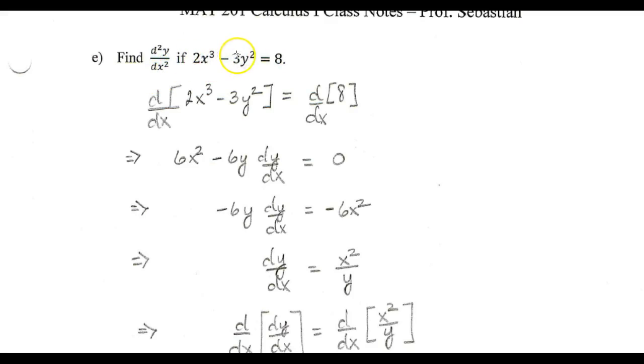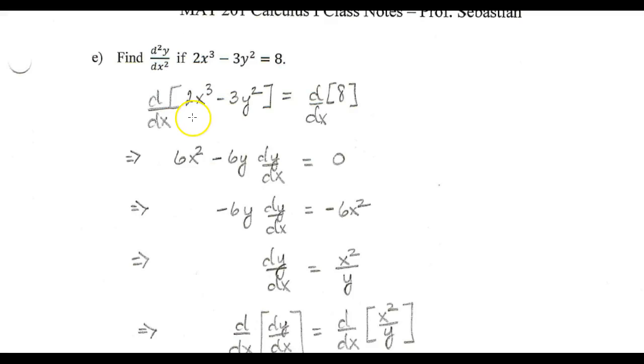So I'm not solving for y equals something. I'm just leaving it in this form. 2x cubed minus 3y squared equals 8. Okay, so all you have to think about is the second derivative is the derivative of the first derivative. So the first thing we have to do is find the first derivative. To find the first derivative, we have to use implicit differentiation because I'm not solving for y equals f of x. I just have it implicitly defined.